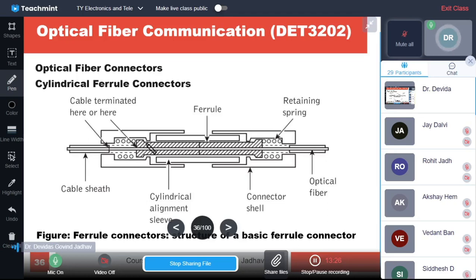Cylindrical ferrule connector is there. The ferrule is used and a cylindrical alignment sleeve is used to hold the fibers, and there are retaining springs and connecting shells. This mechanical assembly is used as the connector.